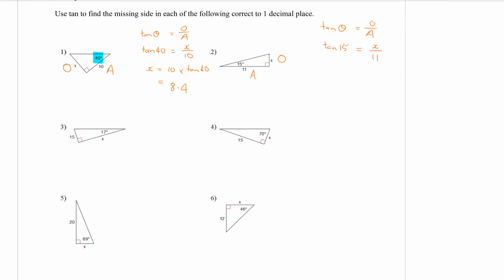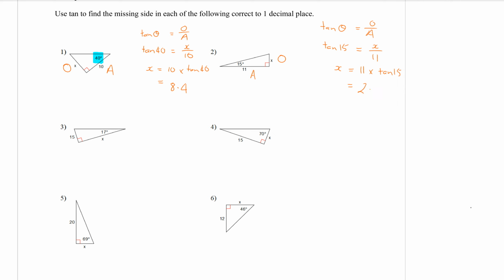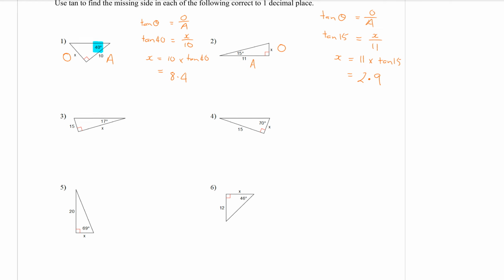Everyone's okay with reading those numbers off your diagram once they're labelled correctly? Okay, x is on the top again. So to get x by itself, I will do 11 times by tan 15. Last step is to calculate 11 times tan 15, which is 2.9, the 4 rounds down. So 2.9 for the answer. Everyone following along? Great. Okay, let's do number 3.